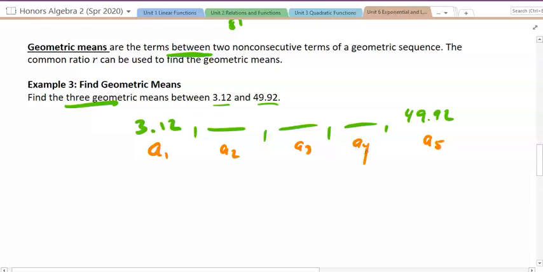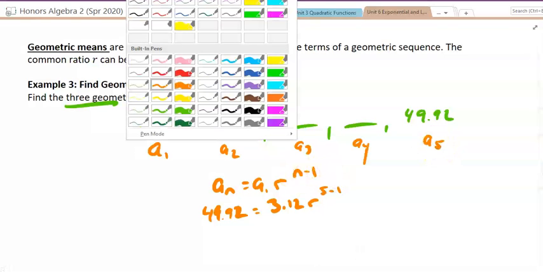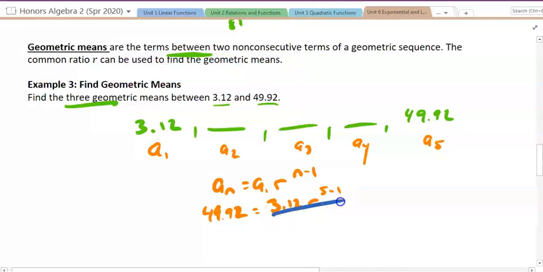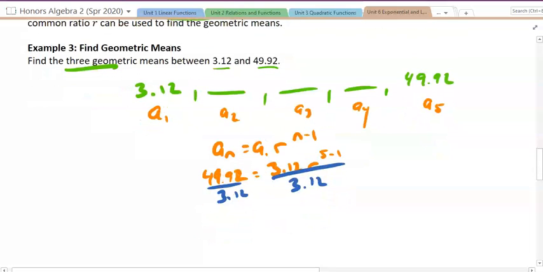And so we can use our geometric sequence formula to figure out what the common ratio is, and then be able to figure out what these 3 geometric means are. And so I'm going to use a sub n is equal to a sub 1 times r to the n minus 1. And so I'm going to get 49.92 is equal to 3.12 times r. What is my n? It would be the upper term, so it's going to be the 5. So to the 5 minus 1 power. Dealing with the order of operations, I'm going to divide both sides by the 3.12. Dividing that, we get 16.